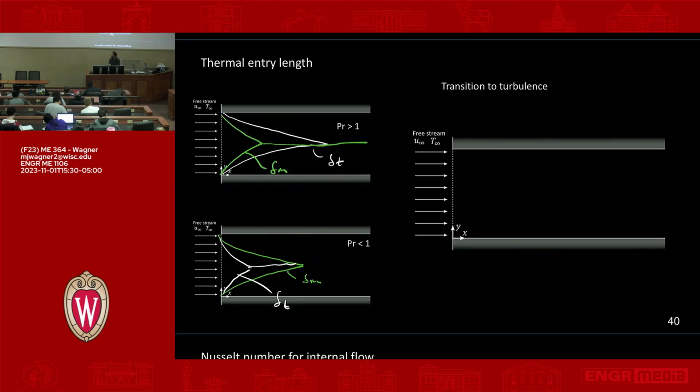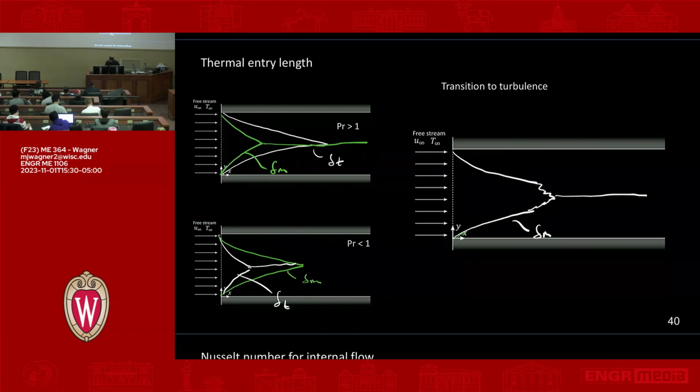And then the other thing I wanted to show you here was what happens if you transition to turbulence in terms of the relative rate of boundary layer growth. So let's just sketch out our transition. You have a laminar boundary layer, and then it becomes turbulent. So that's the momentum boundary layer, delta M. So what happens to the thermal boundary layer? Let's say we have a Prandtl number such that the thermal boundary layer is growing much more slowly, like this.